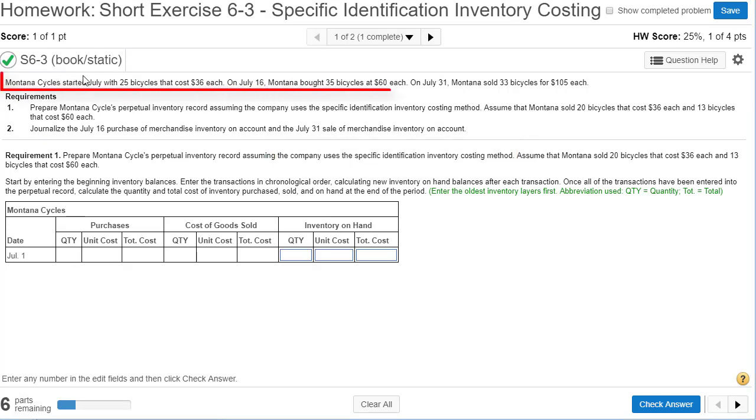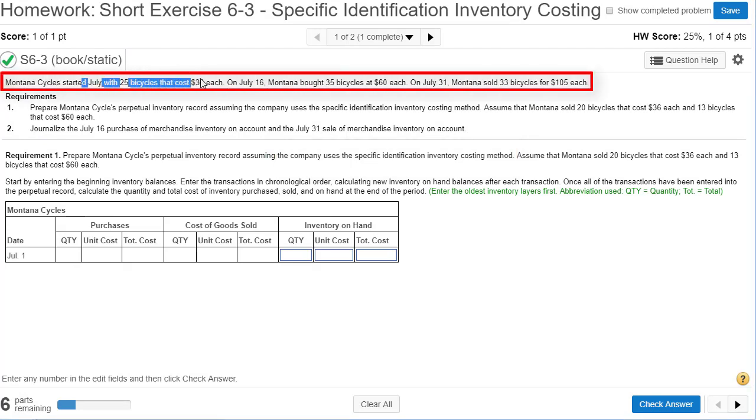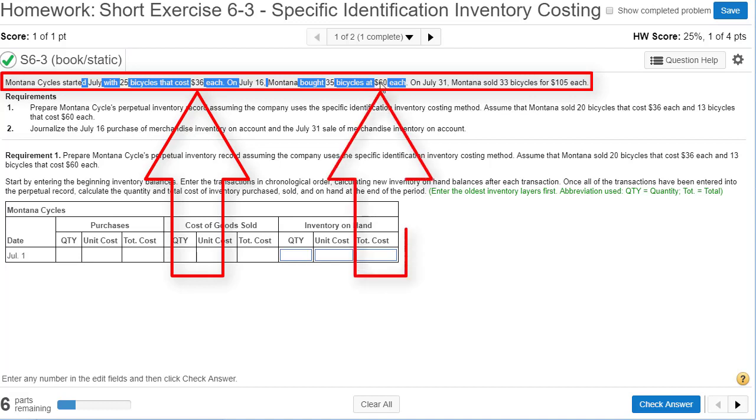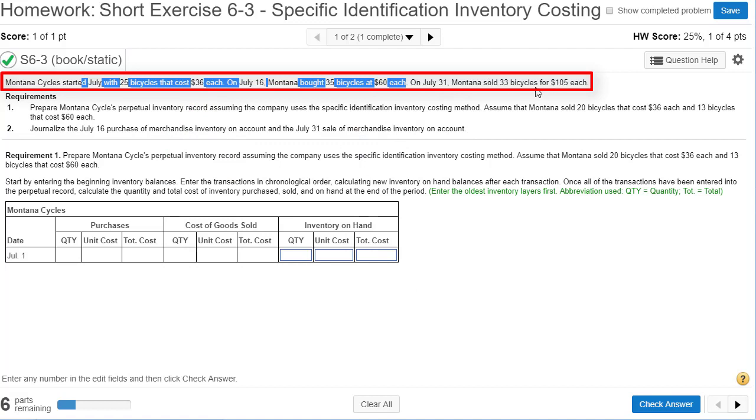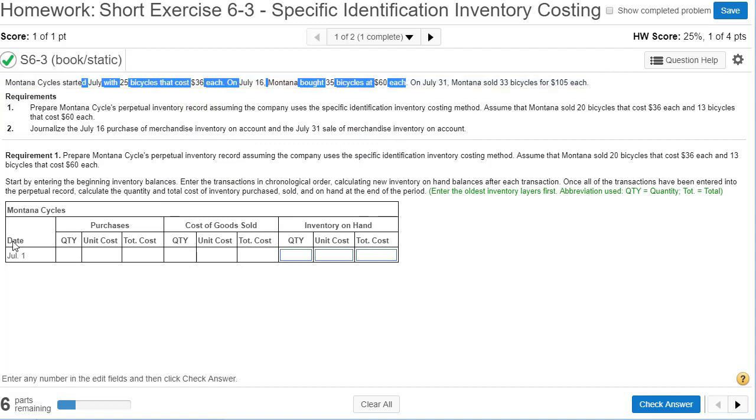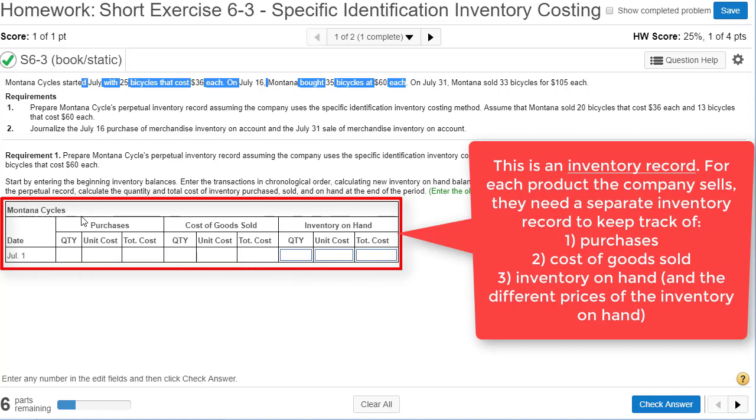So Montana Cycles started July with 25 bicycles that cost $36 each. On July 16th, Montana bought 35 bicycles at $60 each. Notice the prices are changing. They were $36 and now they're $60. And then later, the company sold bicycles for $105. We have to use this record to keep track of our inventory. We'll keep track of the purchases, the units that we sold, and then how many units are on hand after the purchase or after the sale.